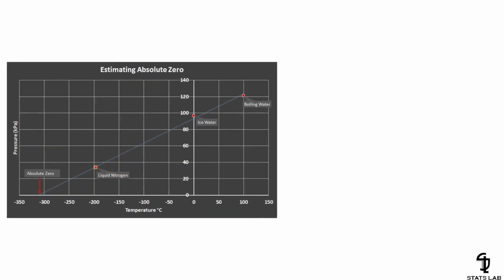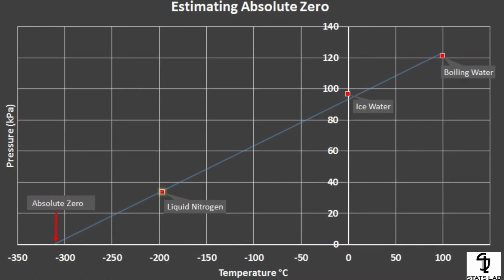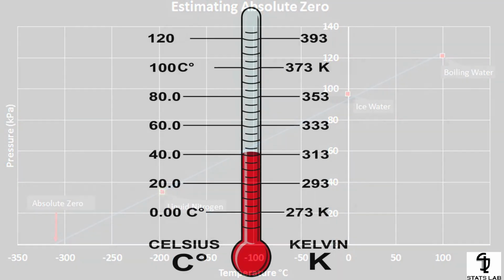If we draw a line as best we can through our 3 data points, we can see that it hits the x-axis where pressure would be zero at a value of approximately negative 300 degrees Celsius. This is the coldest possible temperature, absolute zero, where all atomic motion ceases. The actual known value is negative 273.15 degrees Celsius, as our method isn't particularly accurate.